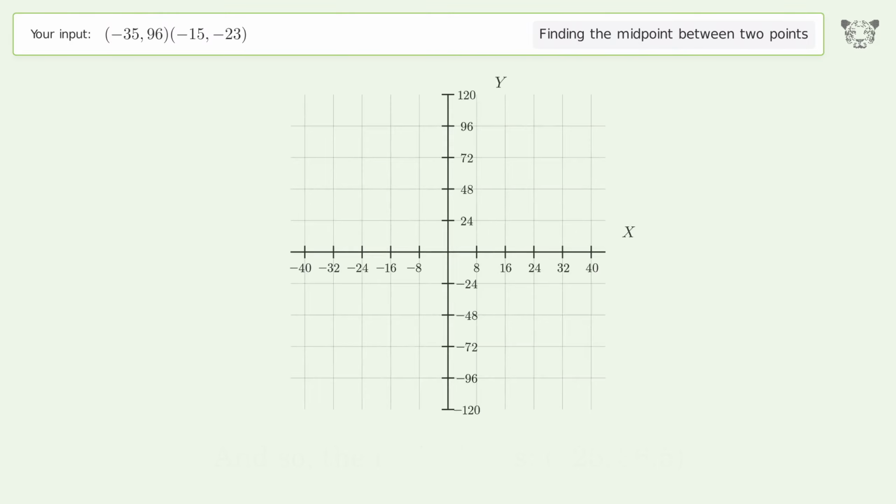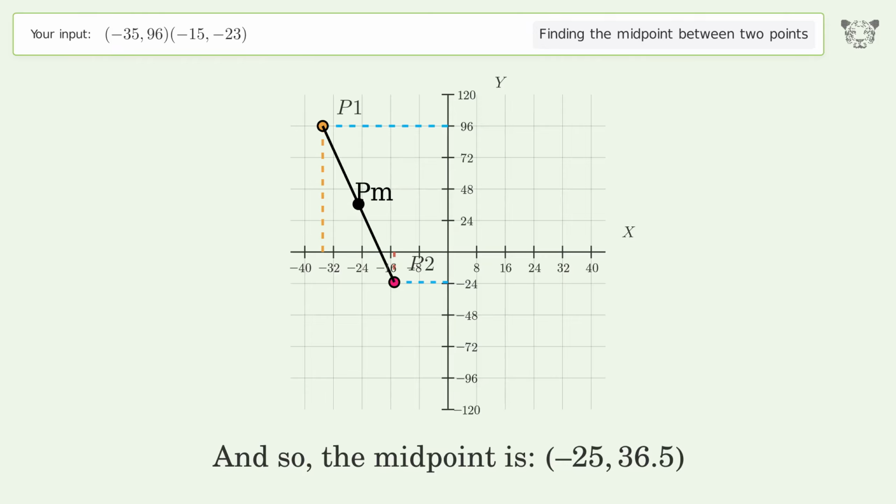And so, the midpoint is negative 25, 36.5.